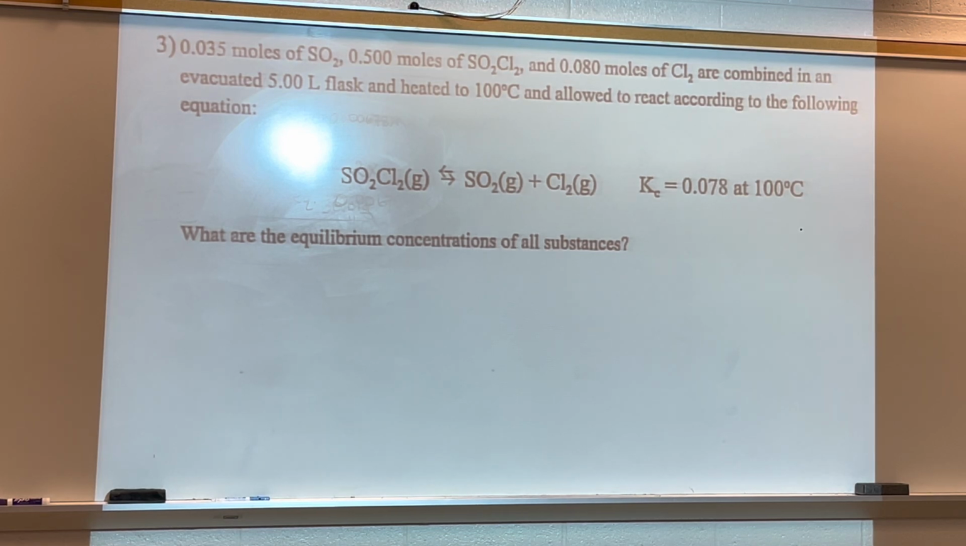Okay, let's do this. Once again, now let's read this one. 0.035 moles SO2, 0.5 moles of SO2, CO2, 0.08 moles of CO are all combined in a 5-liter flask and allowed to react, and you're given Kc. It's a Q. You know everything. They're giving you all the reactants and products.